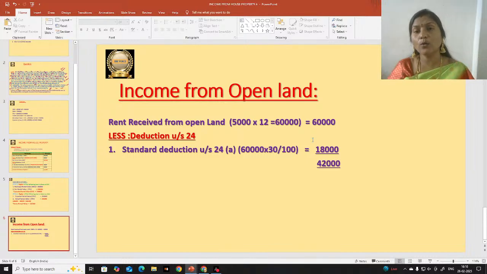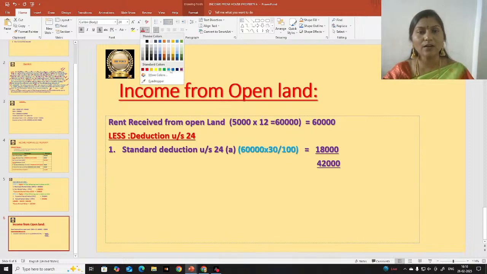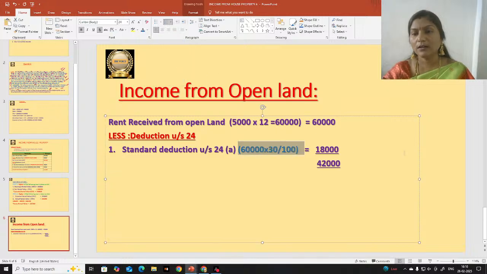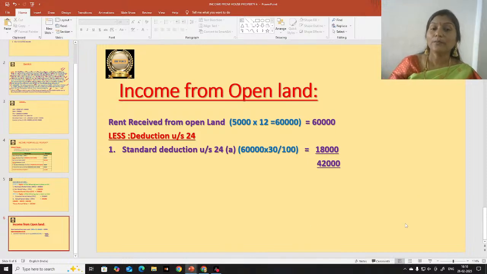We should allow only one deduction, that is standard deduction under section 24A. That is always 30%, no? So we should calculate 30%. If we calculate 30%, how much are we getting? 18,000 we are getting. Okay, so you can write 18,000, and you should deduct that 18,000 from 60,000. So how much will we get? 42,000. So 42,000 is the income from house property, that is open land.